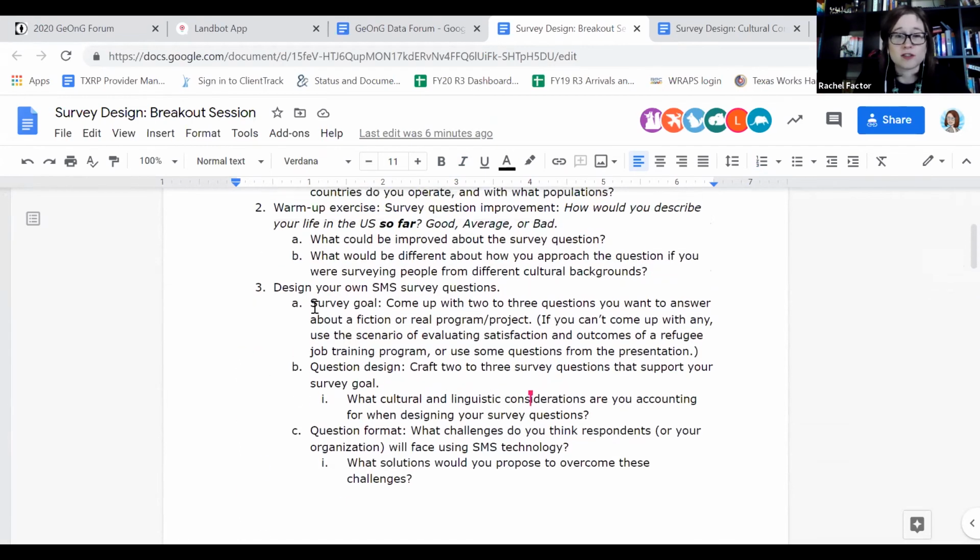So the first is the survey goal. Tell me a little bit about the goals of some of the surveys that you have conducted, and how did you decide upon them? Or again, if you're new to surveying, what might be a goal of a survey you want to discuss or that you want to conduct?